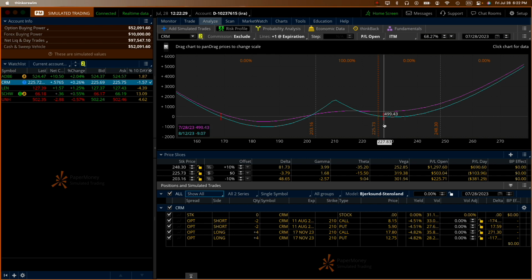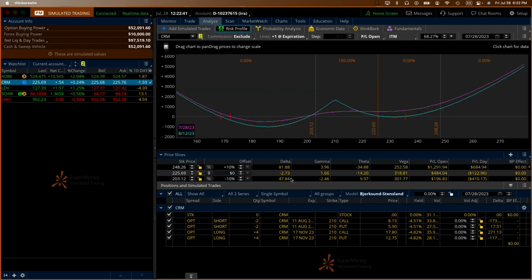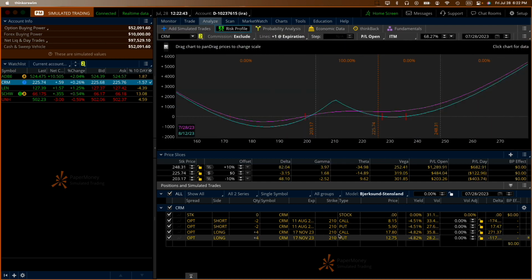This one looks good in terms of the deltas. Up here it is a little negative. August 11th is 14 days from now, so no need to change. As long as the stock, this bar here, which is the current stock price, is below the smiley face, we don't need to change anything. So let's move on to LEN.